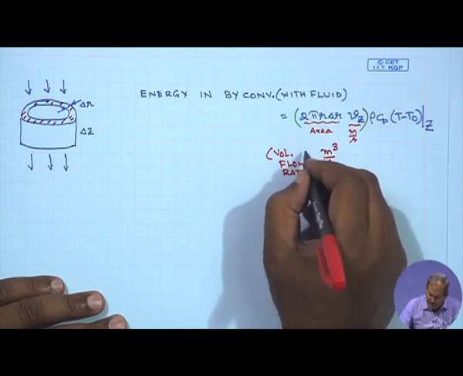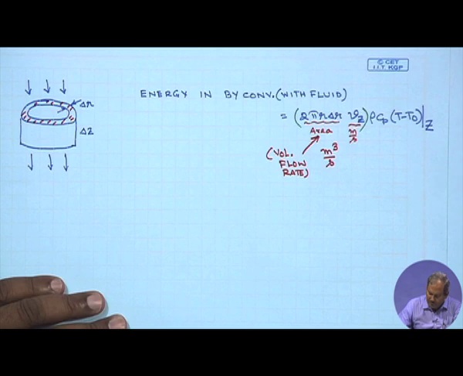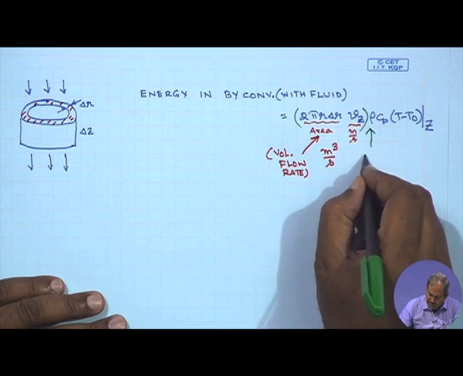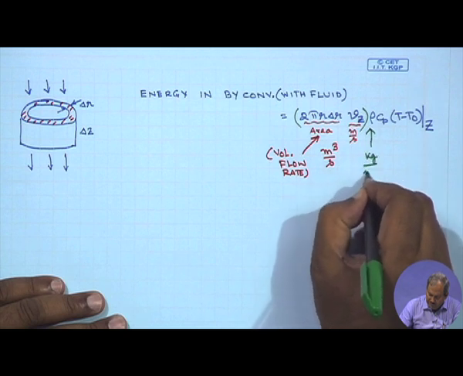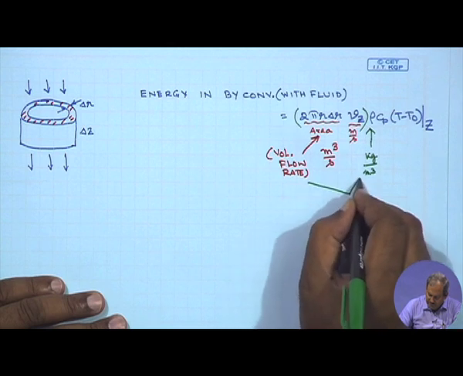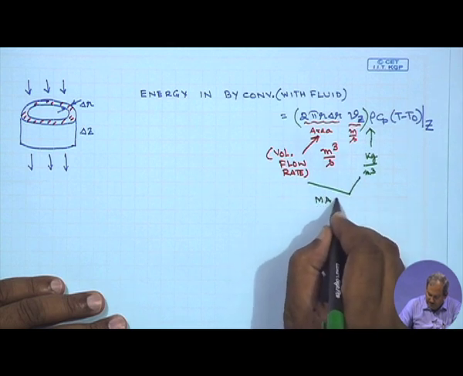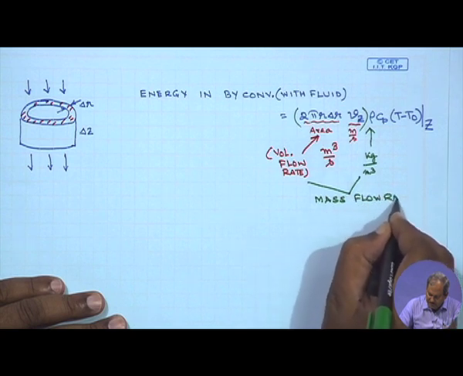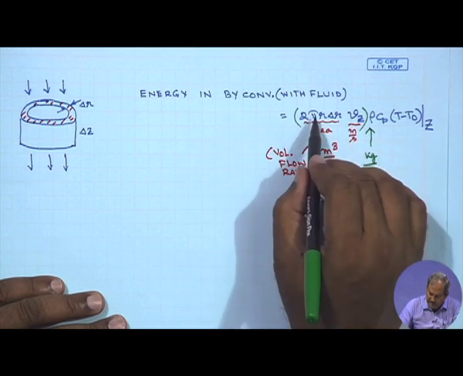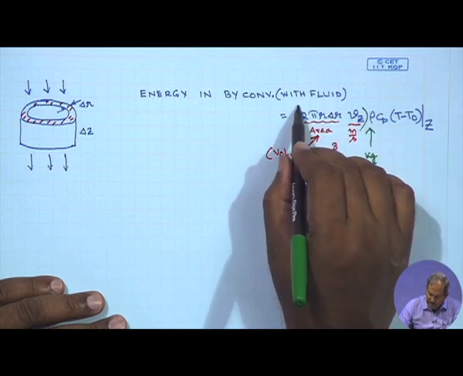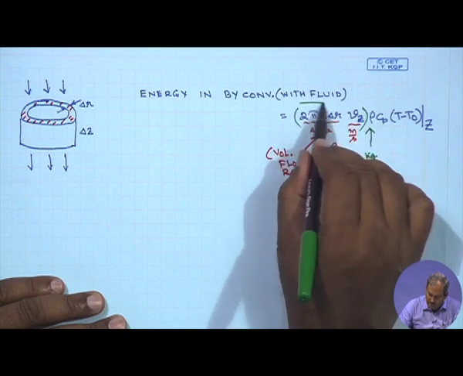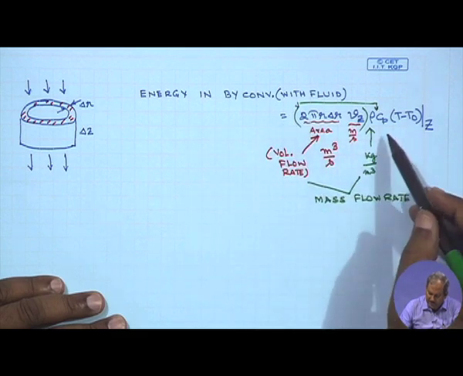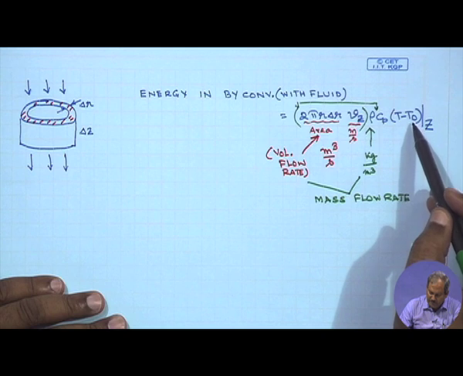So this entire part is the volumetric flow rate. When you multiply it with rho, which is the density, in kg per meter cube, together these would be the mass flow rate. And the mass flow rate, so it's m dot, this whole thing together up to this point is m dot, which is the mass flow rate, times Cp times delta T.